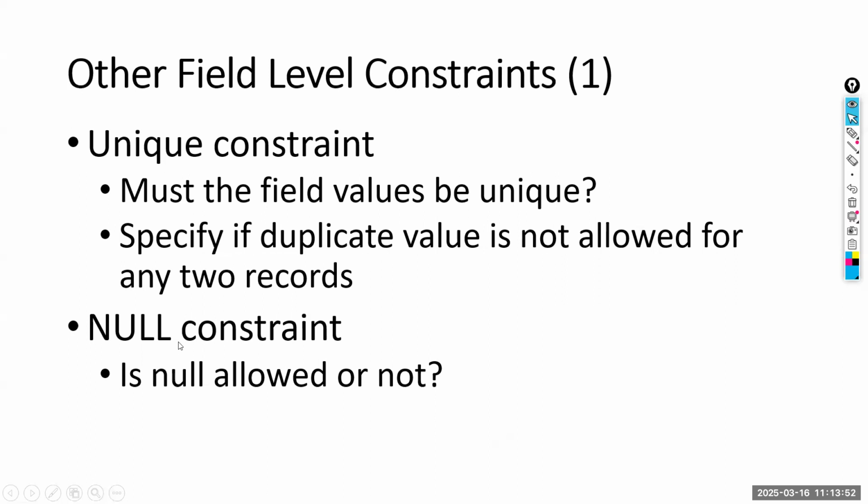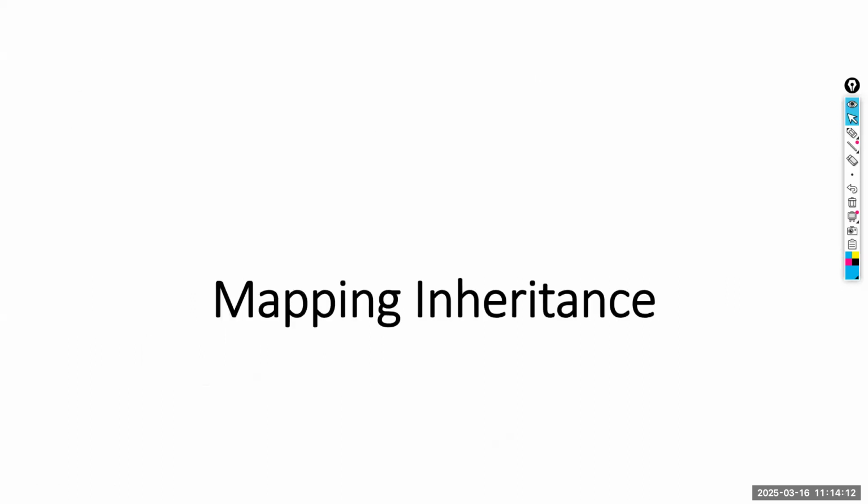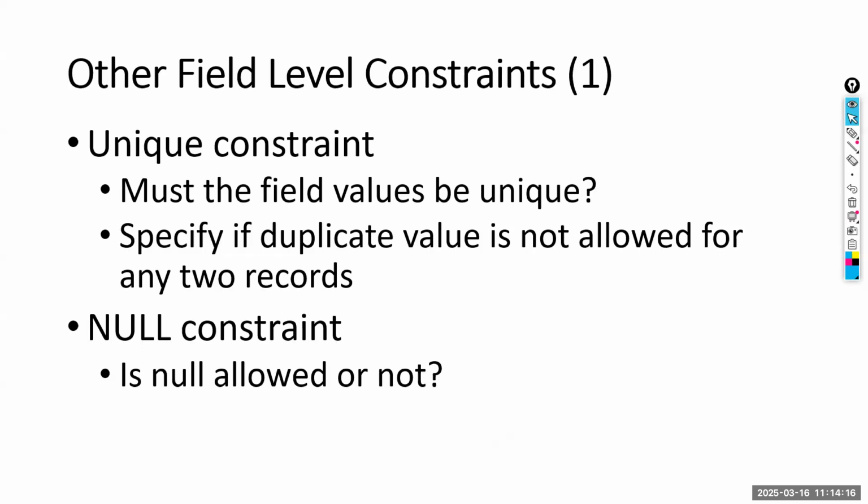And null constraint says whether null is allowed or not. For some fields, we will say okay, null is allowed. Of course, primary key is always not null. But some other fields also we can say not null. Though it is not the primary key, we don't accept null values. So that is called null constraint. Okay, unique constraint, null constraint. And there can be some other business constraints also.